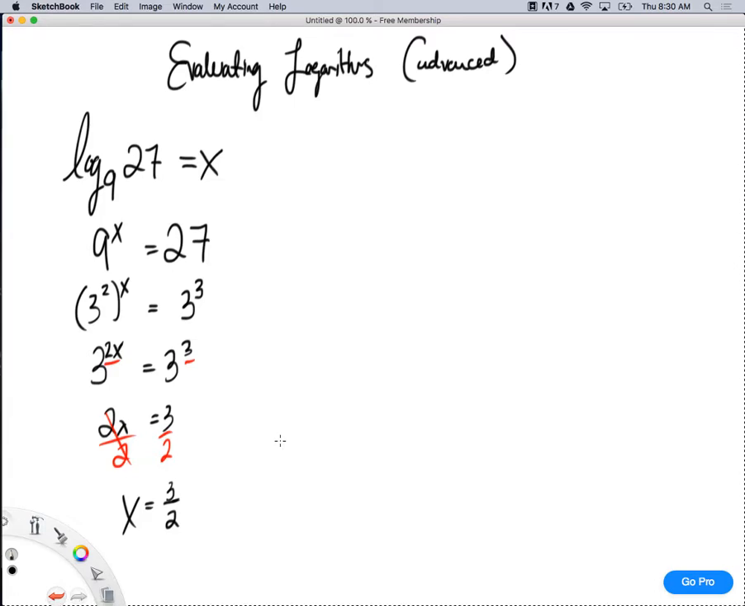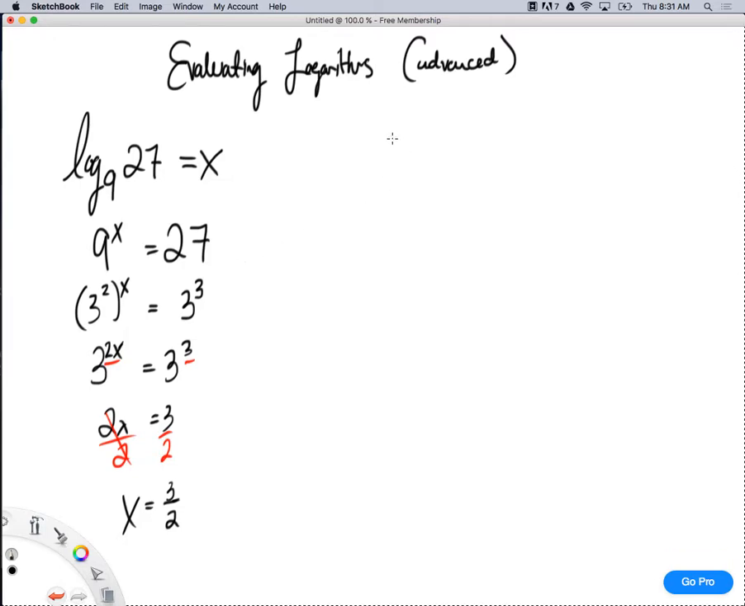9 to the x is 27, right? 9 is 3 squared, so you just change 9 to 3 squared. 27 is 3 to the third, right? Then you just drop those parentheses, because when I raise an exponent to another exponent, they multiply. So it's 3 to the 2x equals 3 to the third. Equate the exponents, and you're done. Any questions on that?